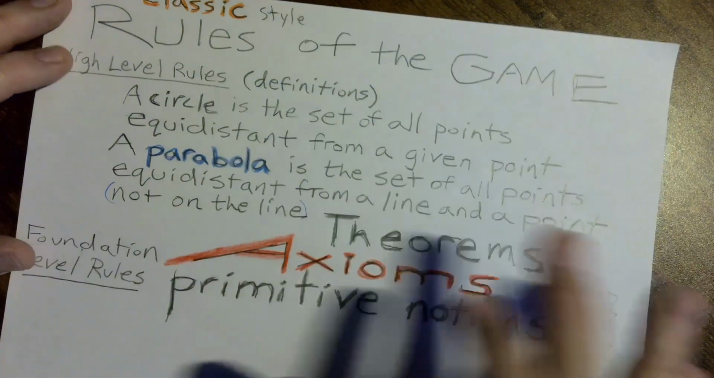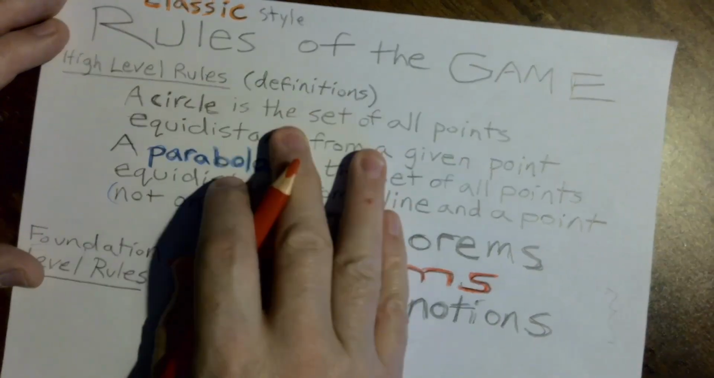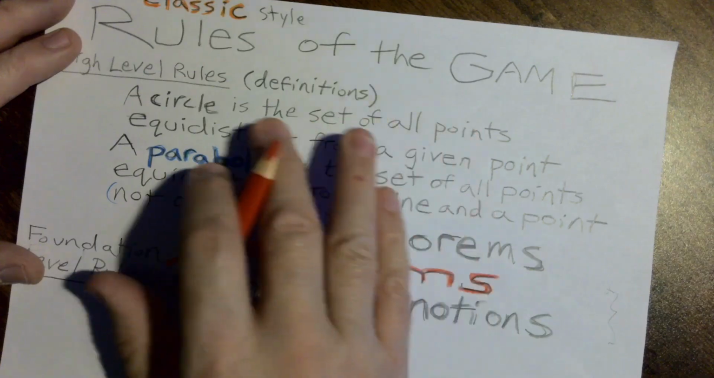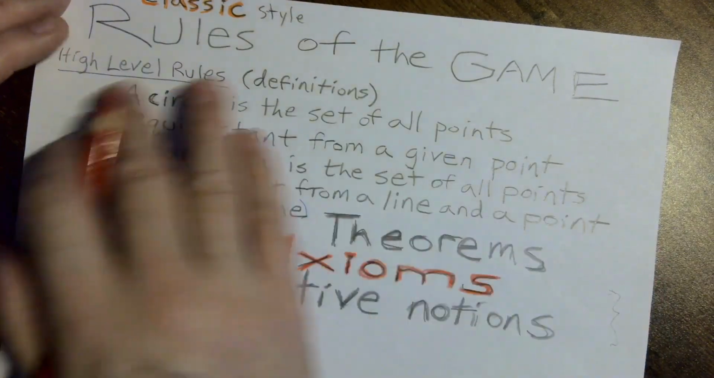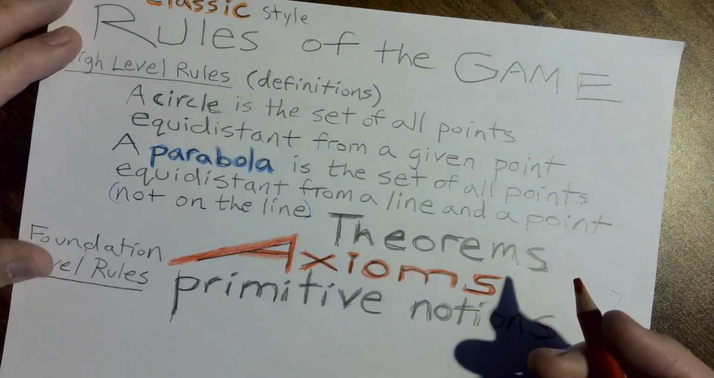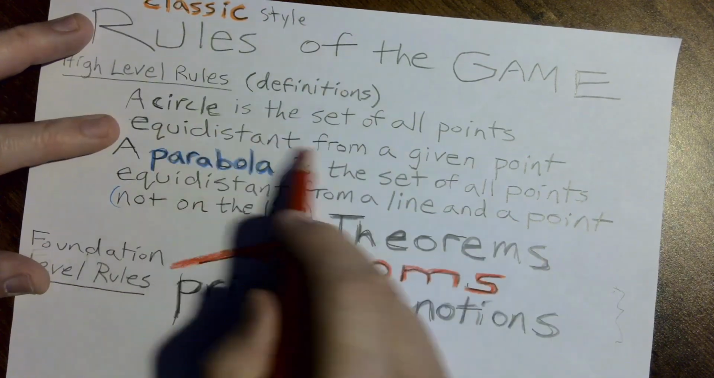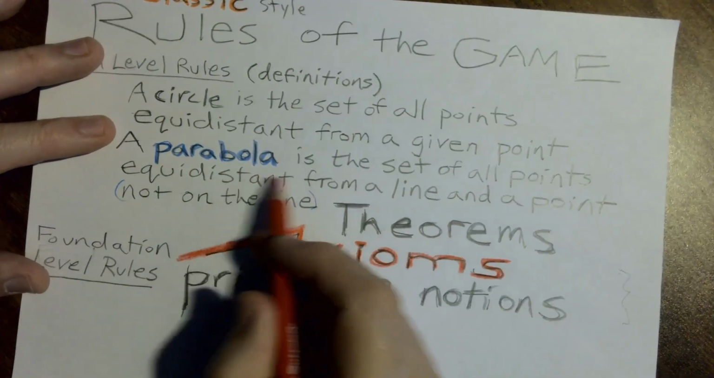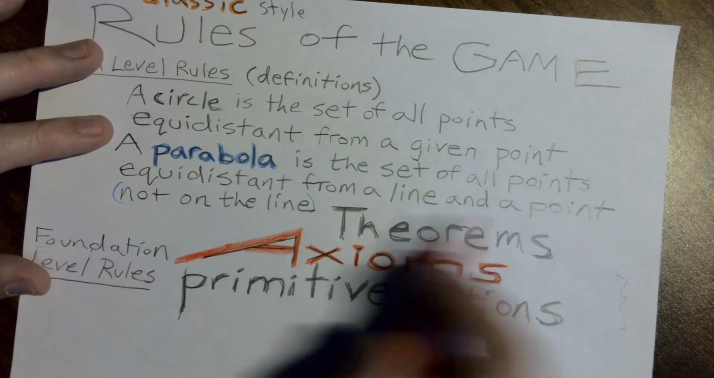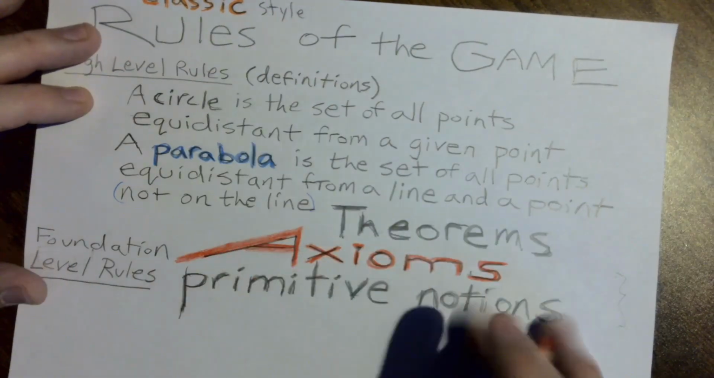So, to the classic style rules of the game, we kind of have high-level rules, or these definitions we should follow, or we can create. Maybe that's why they're high level, because you have the power to define something. And there are things previously defined, like a circle is a set of all points equidistant from a given point. A parabola is a set of all points equidistant from a line and a point not on the line. So these are like high-level rules.